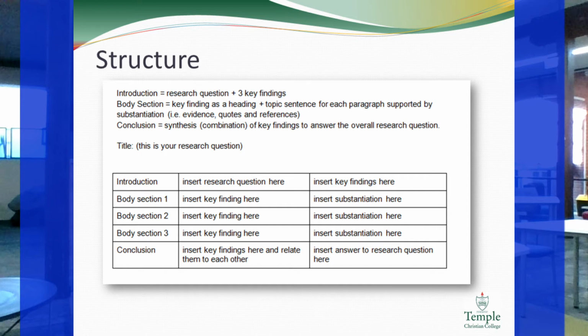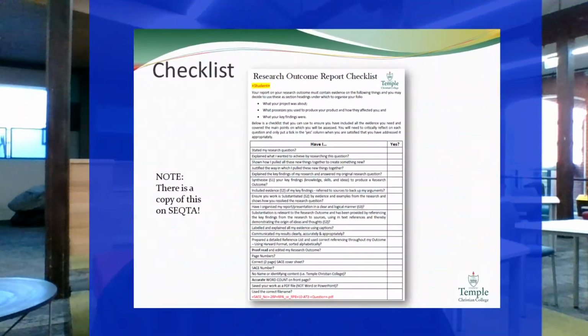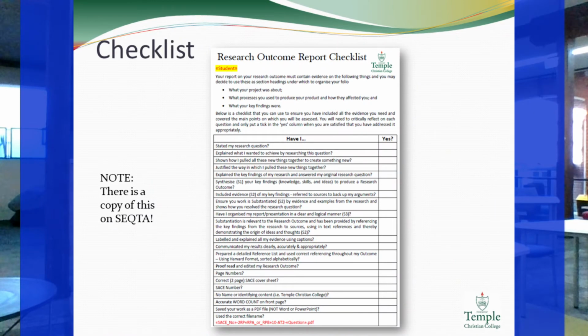So you have an introduction, body section 1, 2, and 3, and conclusion. You may like to use a table like this to help you get some structure. There's a checklist available on Sector. I strongly recommend that you use this. In fact, they'll make this a checkpoint task. So you must complete this checklist and upload it with your work to make sure that you have covered everything.